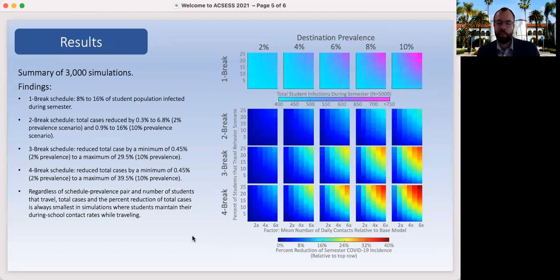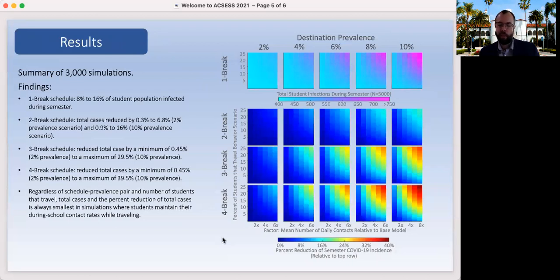Looking at the first column, if the mean destination prevalence is 2%, then in most scenarios, the alternative schedules will have little impact. It's only when we see higher student movement and more contact while traveling that we see a 1 to 6% reduction in cases. In the next columns, we see that the 3 and 4 break schedules show about twice the percent reduction compared to the 2 break schedule. As prevalence increases to 6, 8, and 10%, we start seeing significant reductions in total cases by implementing alternative schedules, up to 40% in our most extreme scenarios.